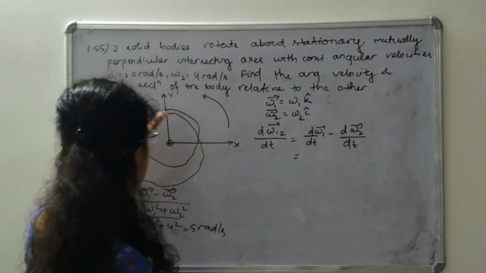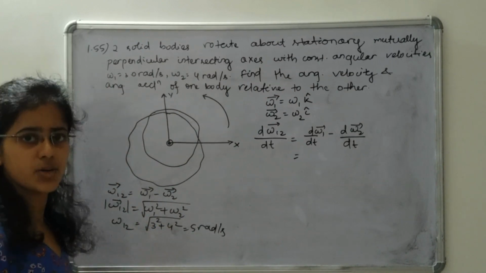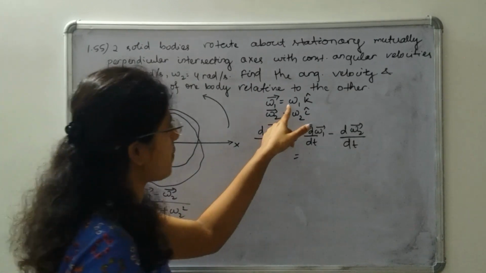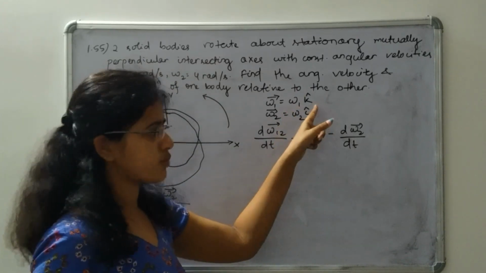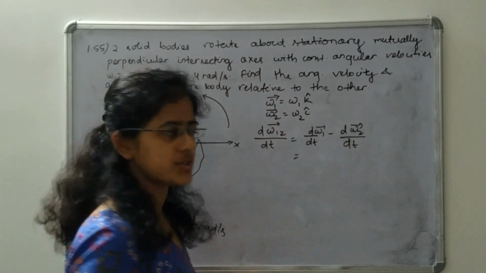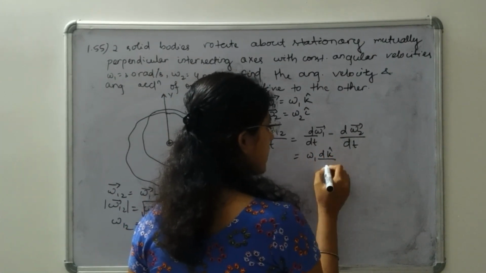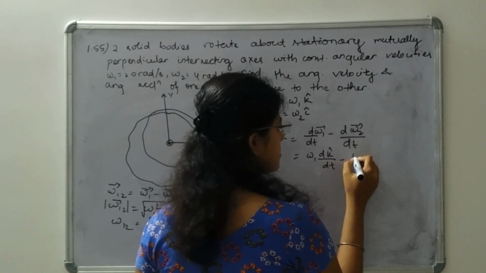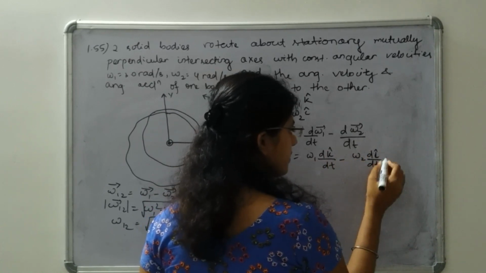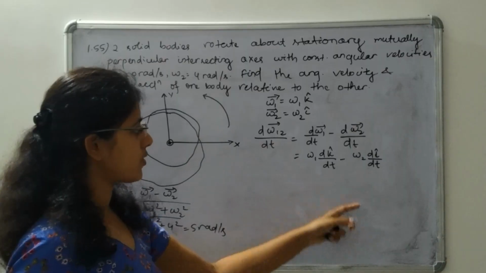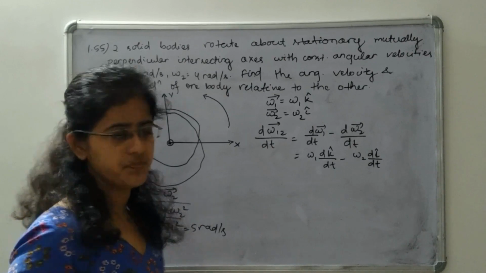But in the question it is given that the angular velocities are constant, that means omega 1 and omega 2 are constant. That means omega 1 I can take outside of d by dt of omega 1 into k cap. So it will be omega 1 into d k cap divided by dt minus omega 2 into d i cap divided by dt. You can understand now why I am taking omega 1 and omega 2 outside, because they are constant.